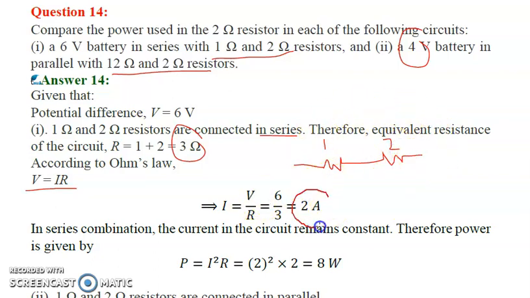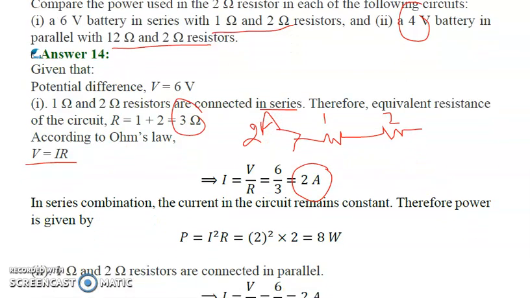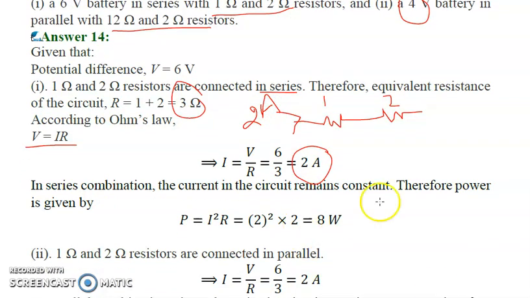Voltage is 6, so current will be 2 ampere, which will be flowing through this wire, and it will be the same in both the resistors. So in series combination the current remains constant. Power is given by P is equal to I square into R, and we have three formulas for power as well. P is equal to VI, P is equal to I square into R, and P is equal to V square upon R. So we have applied the formula P is equal to I square into R.